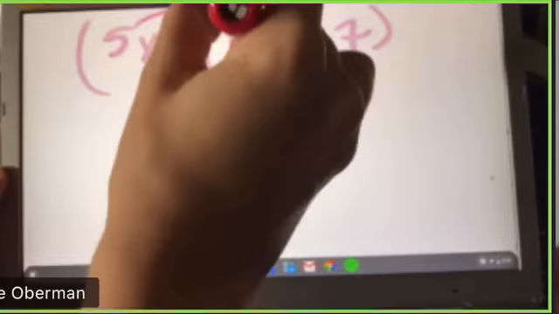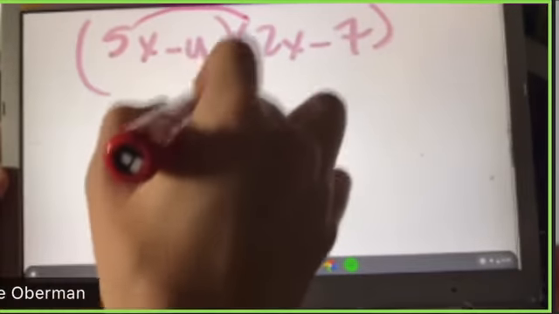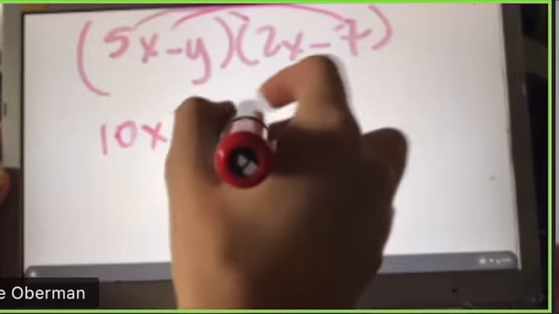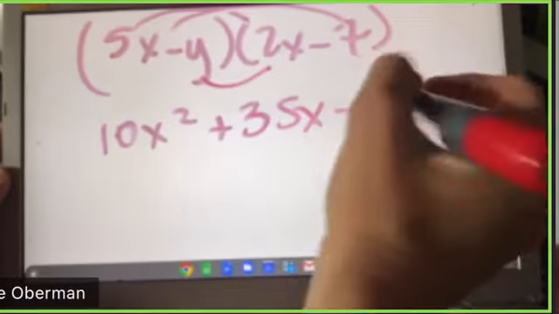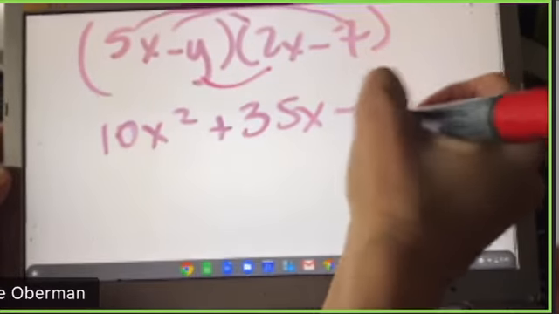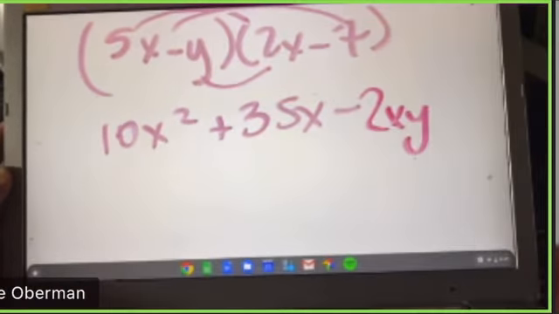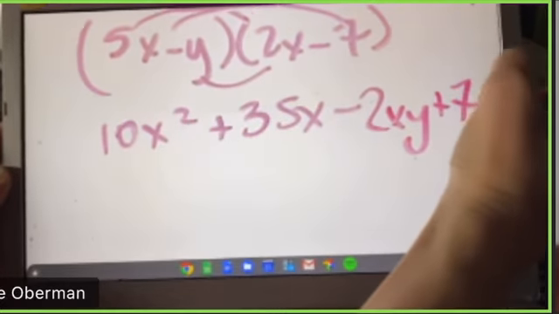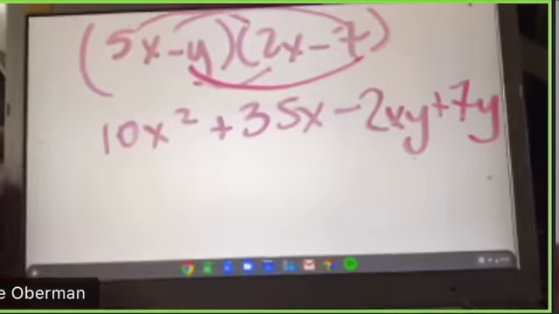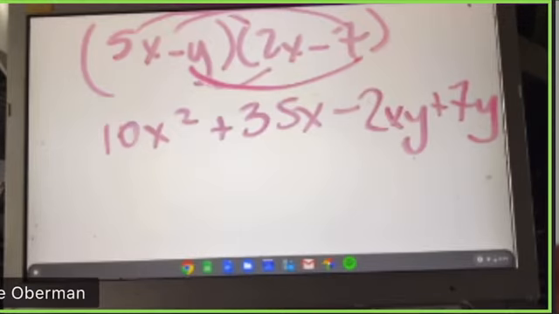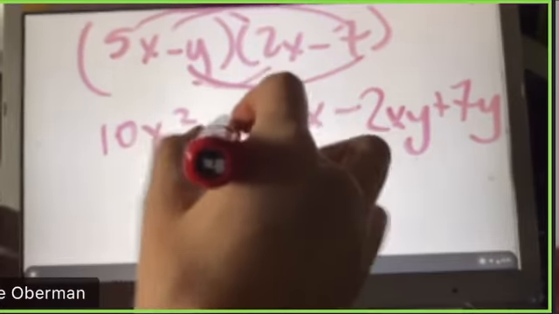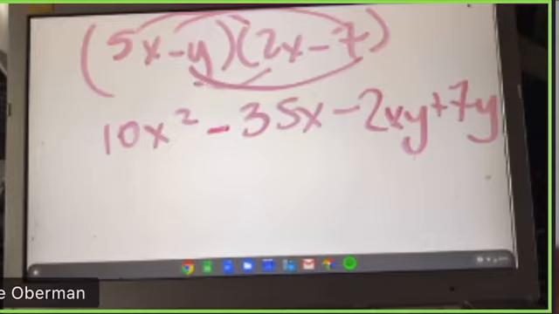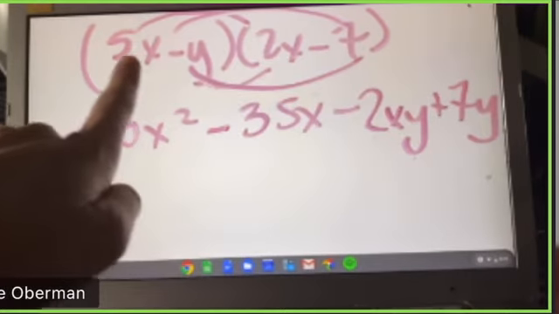So 10x squared outer. Okay, that's 35x minus the inner. So that's minus 2xy or 2yx, either one, plus 7y, because finally we have a negative and a negative. Okay, so 10x squared, wait, did I do this wrong? Minus, my bad, minus 35x, sorry guys, because why was that negative? Because we had 5x times negative 7.